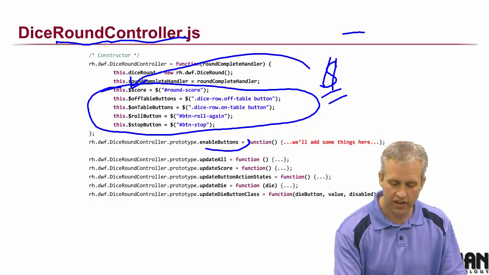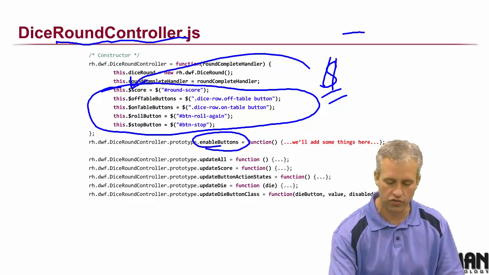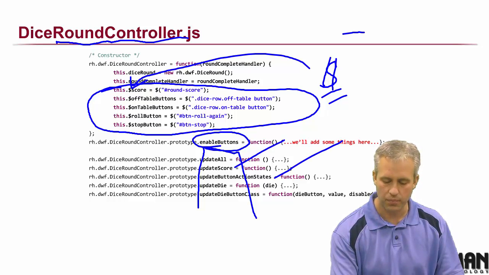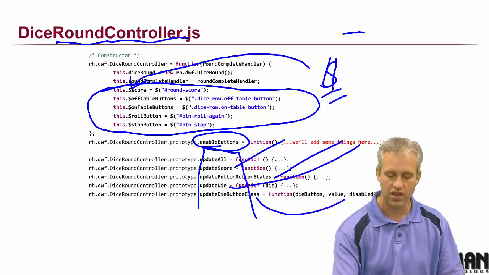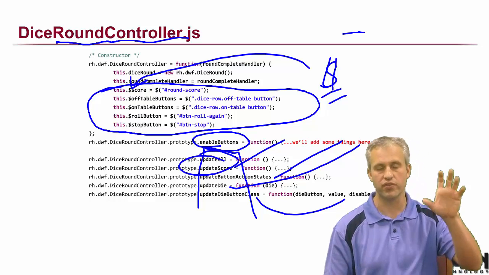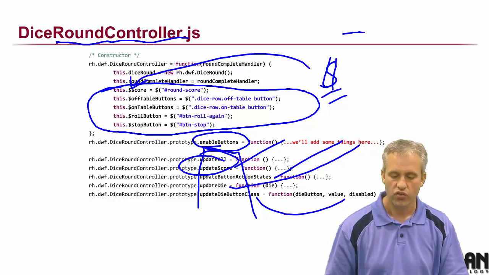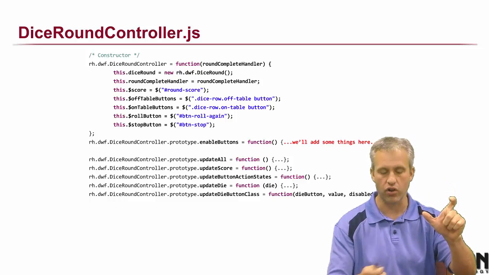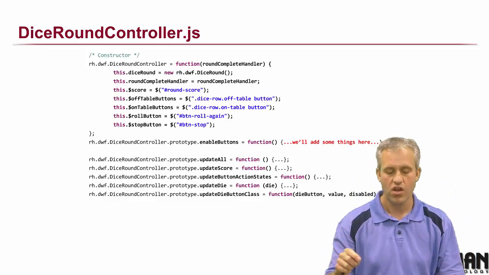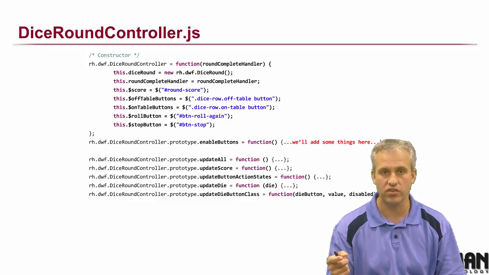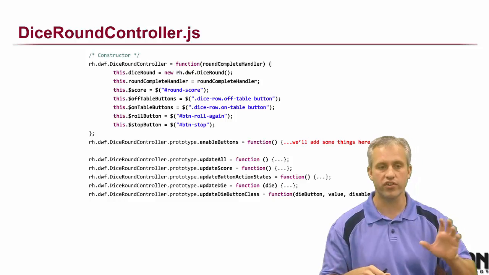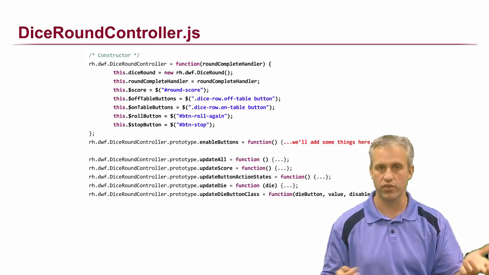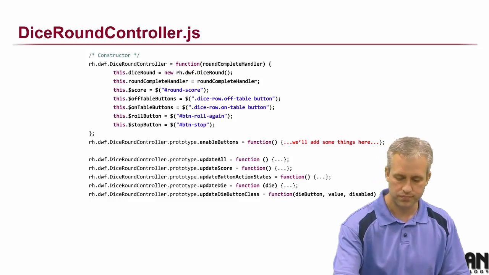Then the functions it's got in here include enable buttons, which you would expect for a controller. And then it's got various updates: update score, update the button action states, update a die, which then uses a helper to update the classes. And then it's got update all at the top. If you call update all, it just updates the screen. So it's very similar to some things we've written before in that it's got an update view called update all, and it's got an enable buttons. You could do things like this without classes, but to be honest, classes are pretty easy to use, and once you're in class mode, I do everything with classes. So that's the round controller.